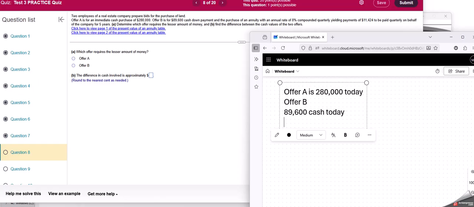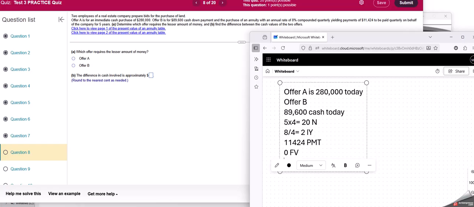But then we're going to have an annuity at 8% compounded quarterly, yielding payments of $11,424 to be paid quarterly for 5 years. So 5 times 4 gives us 20 as our N. 8 divided by 4 gives us 2 as our IY. We are bringing this back to a present value, so that's what we're computing for, because we want to make everything in today's terms. So the $11,424 is the payment. There's no future value at the end, and then we will compute that present value.